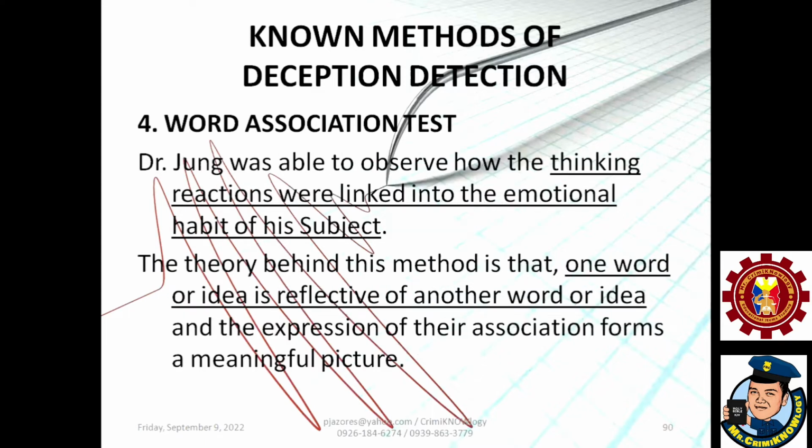Dr. Jung was able to observe how the thinking reactions were linked to the emotional habit of his subject. Because behind this method, one word or idea is just reflective of another word or idea. And by that, we can see by their expression, their association, that forms the meaningful picture.